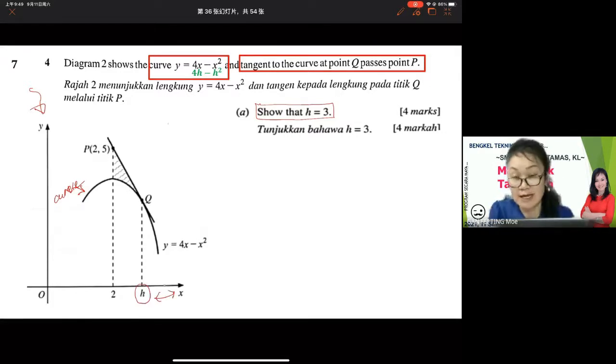Okay, sorry, this H is X. The point here, label here is X. So what am I going to do? From the equation on top, I'm going to substitute my X with H, because the value given here is H. So I'm going to do that as the first thing.